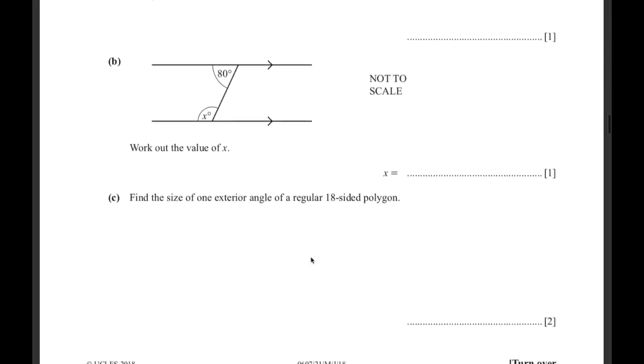Now, question B should be something familiar to you. You've got angles in parallel lines, so certain words like alternate, corresponding and interior should come to mind. If we look at this and we draw over where the angles are, you'll see that we get a backwards C.